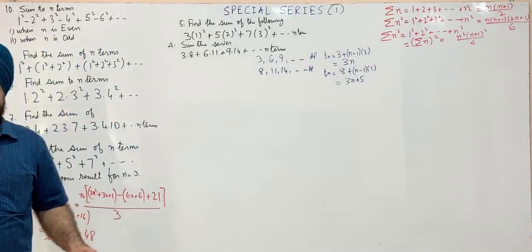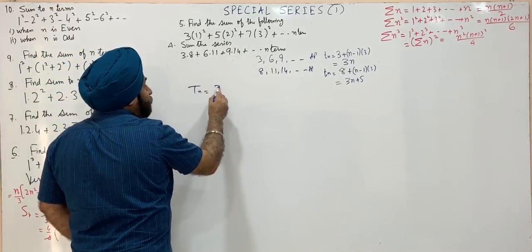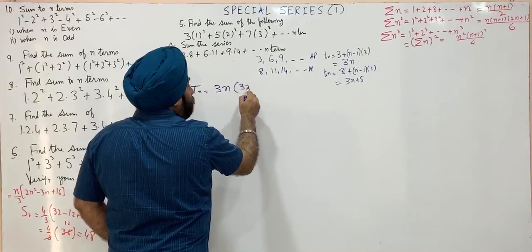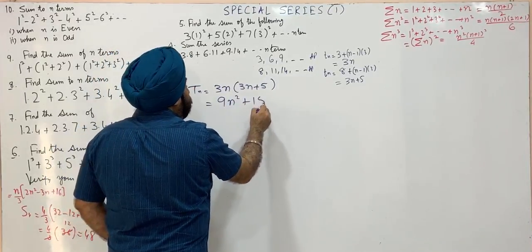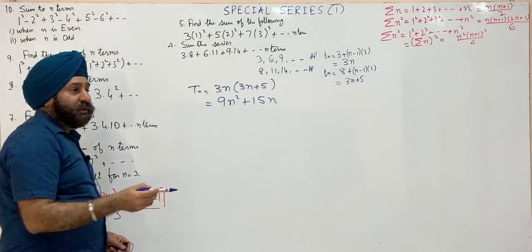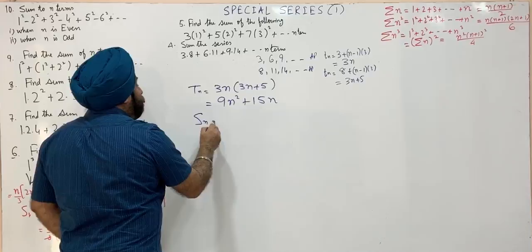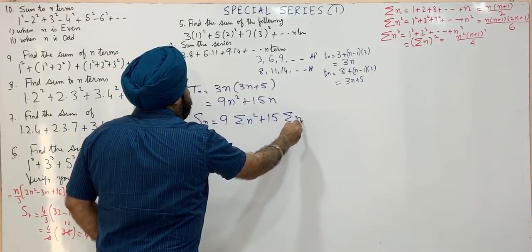Nth term of this series will be product of nth term of first, that is 3n, into nth term of second, that is 3n plus 5. That's 9n square plus 15n. And once nth term is known, we can find out sum of n terms. That will be 9 into sigma n square plus 15 into sigma n.